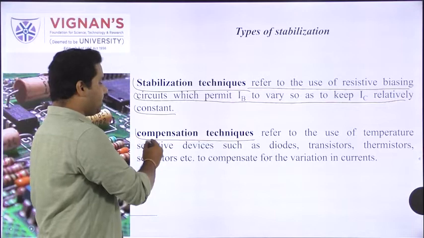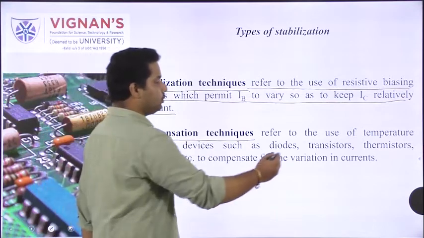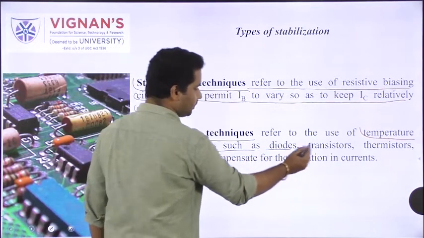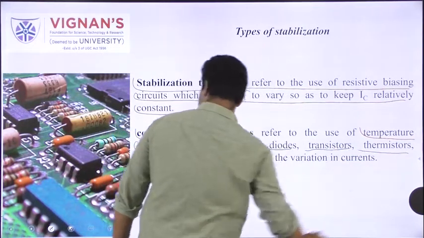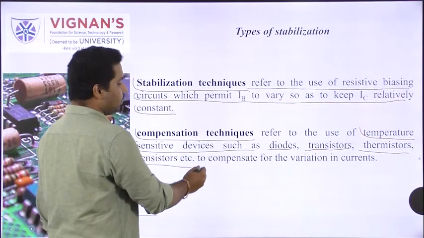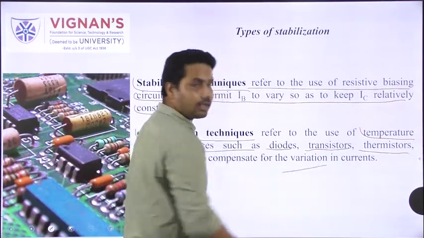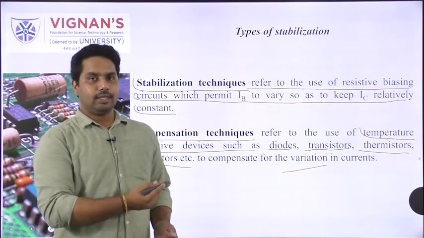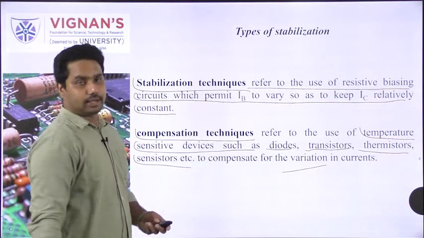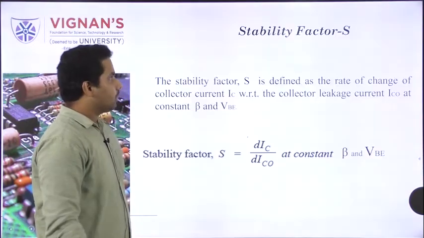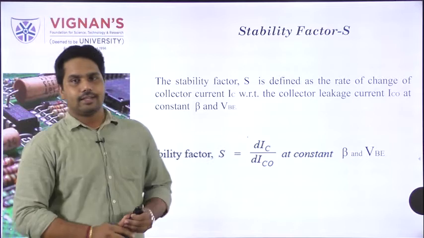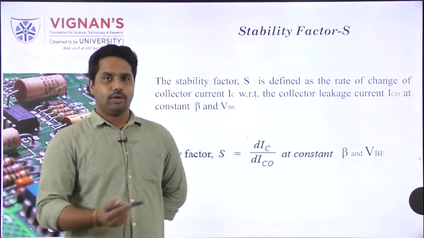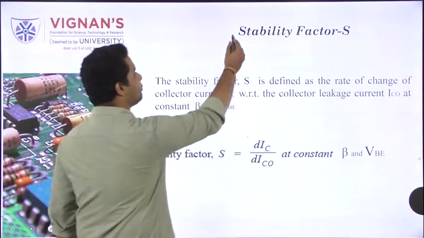Similarly, we will be having compensation techniques, which refer to the use of temperature sensitive devices such as diodes, transistors, thermistors, sensistors, etc. to compensate for the variation in currents. In today's class we will be seeing the first one, stabilization techniques. And before moving to the techniques, we will see what this stability factor is.